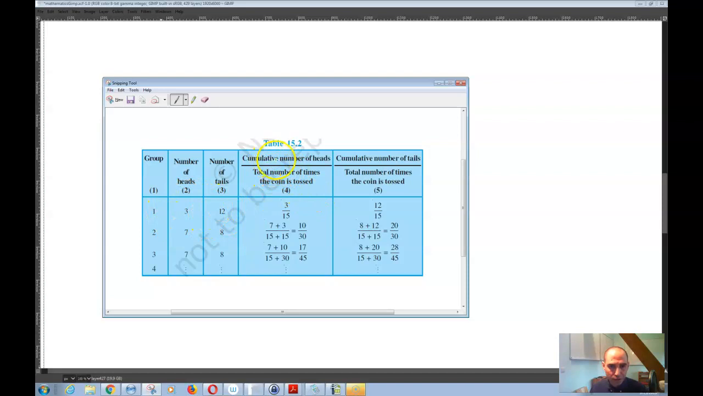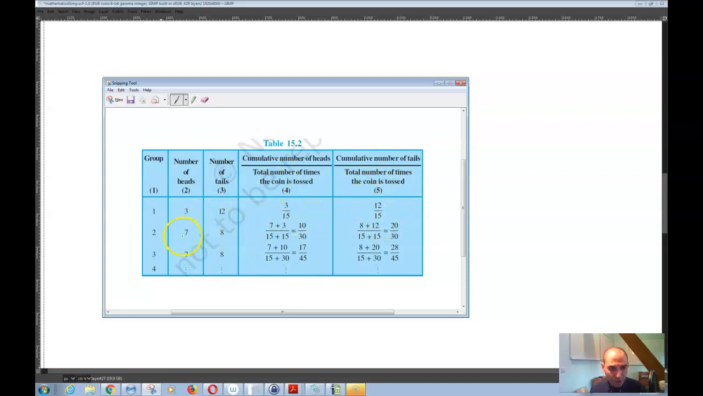So that means the total number of times the coin is tossed is 15. Oh, I'm sorry, this is a fraction. This is the cumulative number of heads and the cumulative number of tails divided by the total number of times the coin is tossed. So for example, over here you have 15 as the total number of times the coin is tossed. So that's 3 to 15 and 12 to 15.